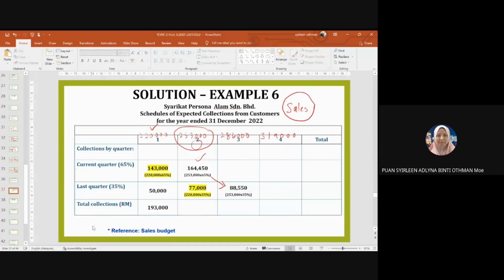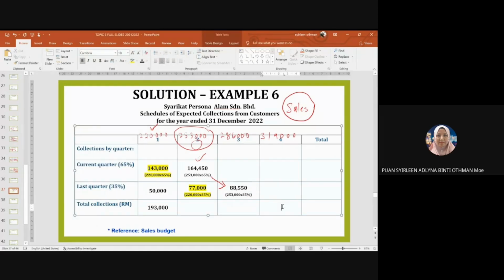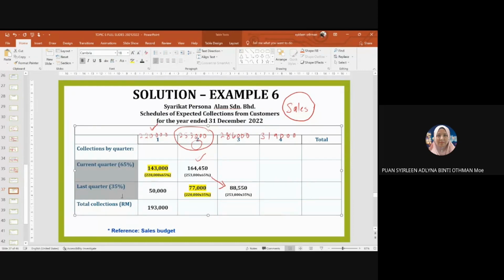Nampak kan? Sebab kalau awak tengok kolom dekat tepi ni, I ada quarter, current quarter, last quarter. So nilai ni bukannya tiap-tiap kali sama ya. Nilai yang awak kena isi di ruangan collection by quarters ni bergantung kepada kehendak soalan. Sebab ada soalan dia bukan collect daripada current quarter, dia collect daripada previous quarter. So you kena baca soalan, you kena tengoklah apa item yang you kena isi sendiri kat sini dan berapa persen. Okay, itu ialah creativity masing-masing.